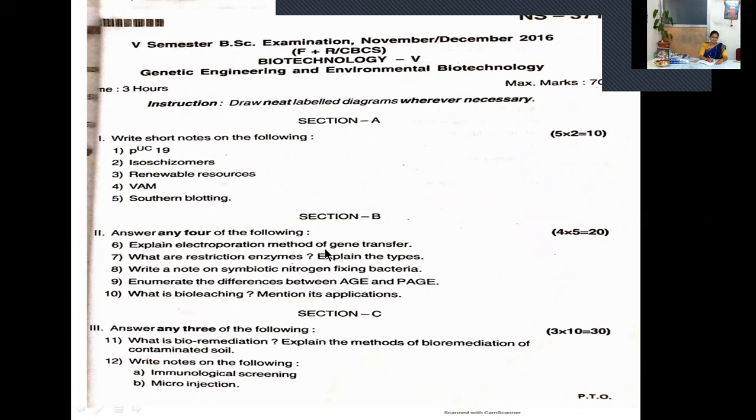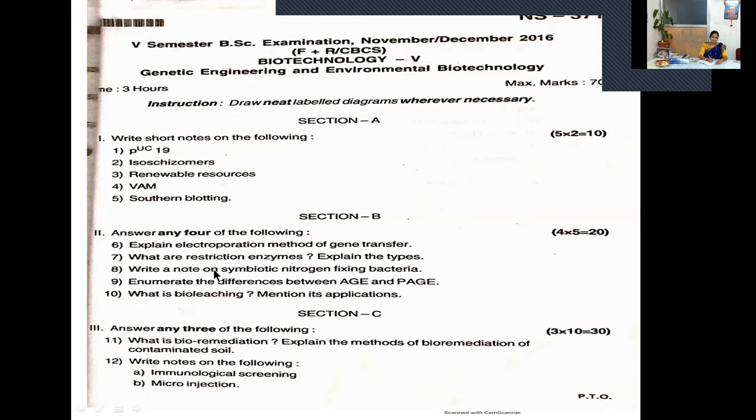Explain electroporation method of gene transfer. Then, what are restriction enzymes? Explain the types. Write a note on symbiotic nitrogen fixing bacteria. Enumerate the difference between AGE and PAGE. What is bioleaching and mention its applications.